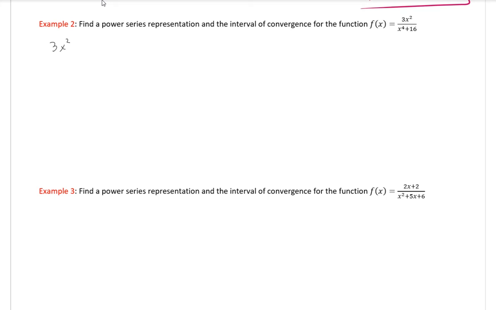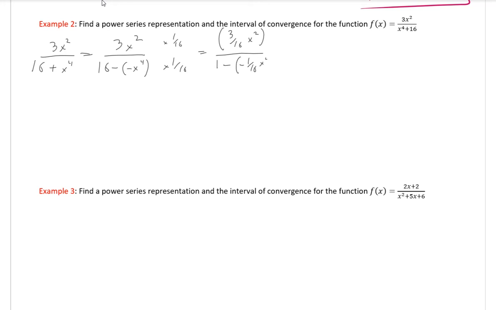Alright, so 3x squared over, I'll already flip these and say 16 plus x to the 4th. Well, easiest thing is to introduce that negative, so 16 minus negative x to the 4th power. And then all that needs to be done is then multiply top and bottom by 1 over 16. Then we have on top 3 over 16 x squared. That's going to be my value for a. On the bottom, 16 times 1 over 16 is 1 minus, in this case we have negative 1 over 16 x to the 4th power.